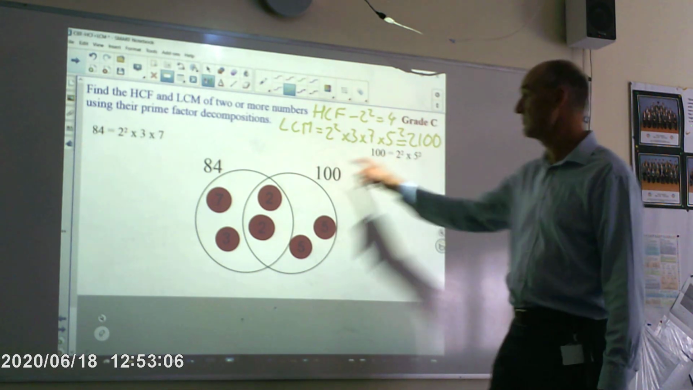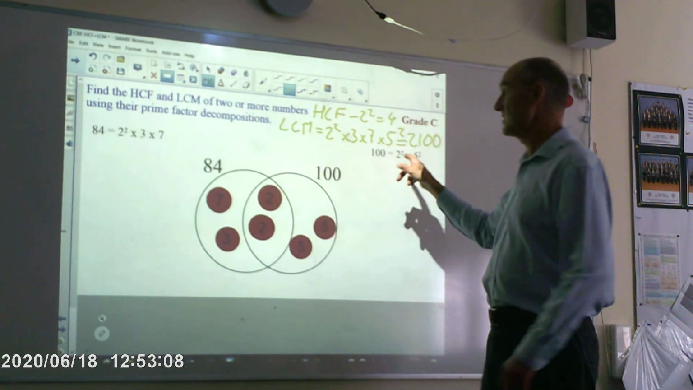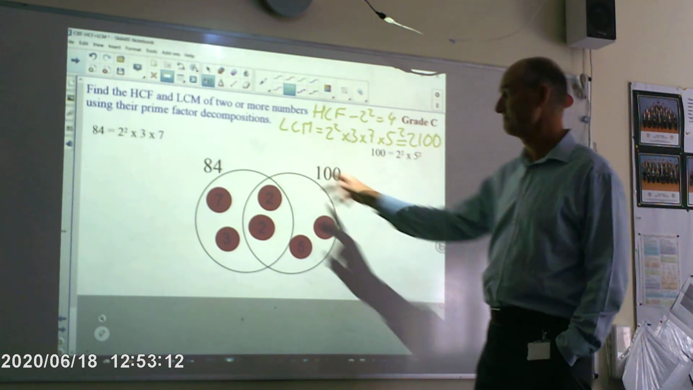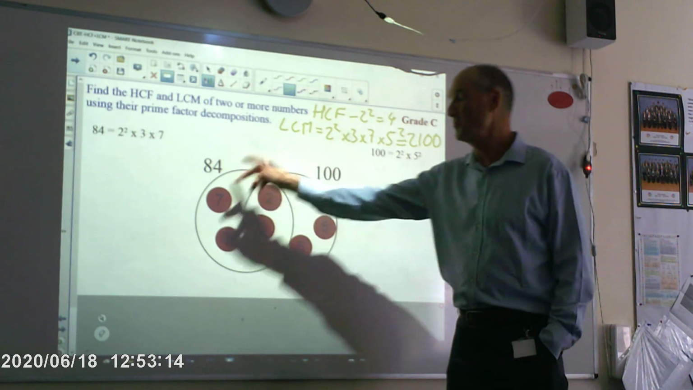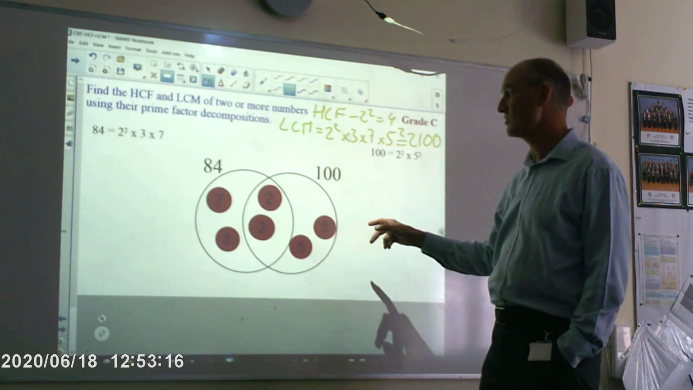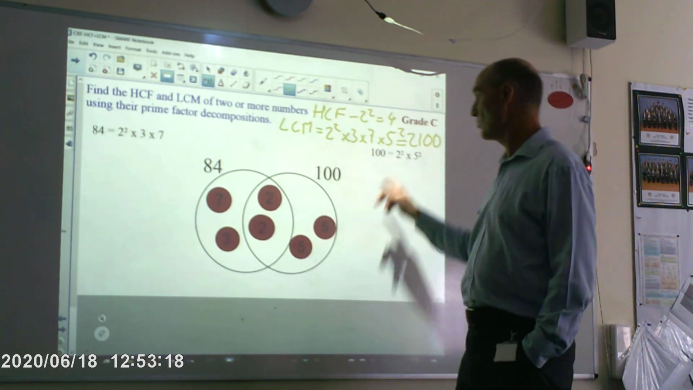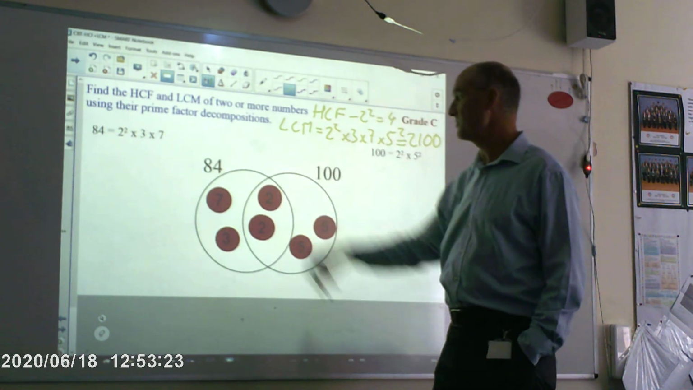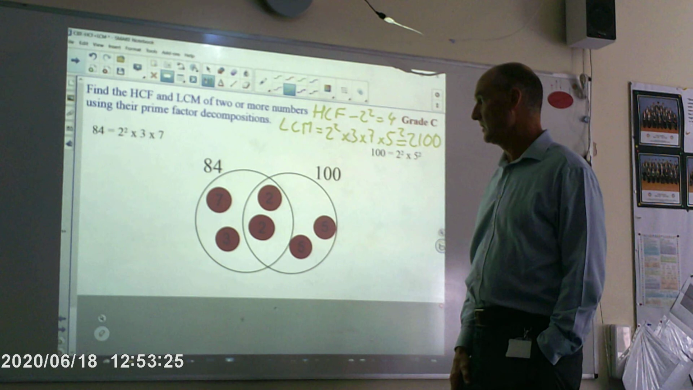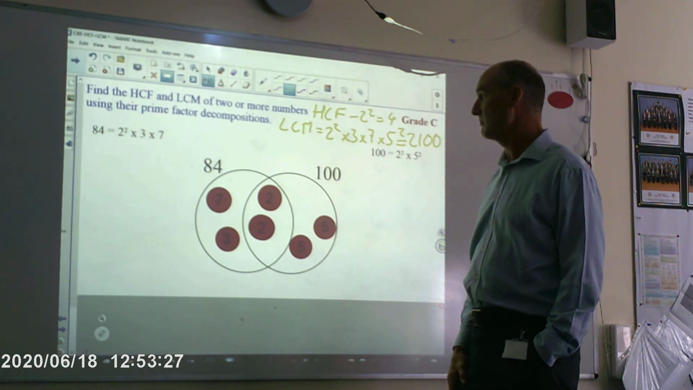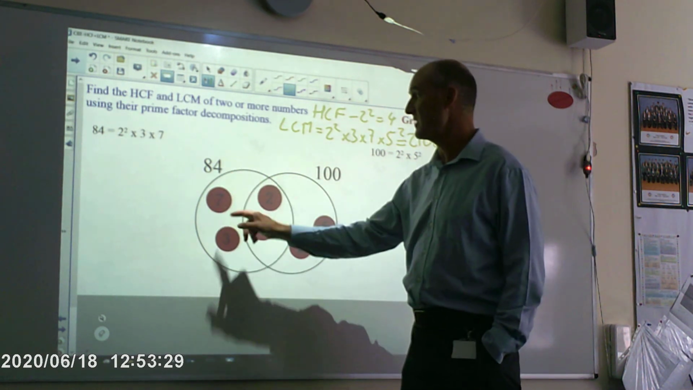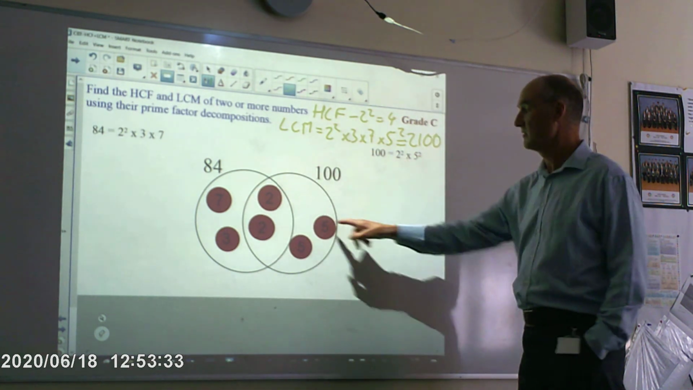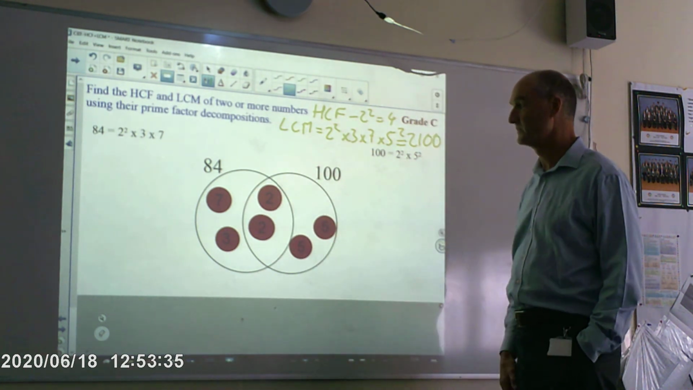Look at those two lists of the prime factors, what appears in both lists. Draw myself a Venn diagram here, two circles, and they overlap. What appears in both lists, the 2 squared, 2 and a 2, appears in both lists. What appears in the 84 list other than that, 7 and a 3. What appears in the 100 list, 5 and a 5, 5 squared.